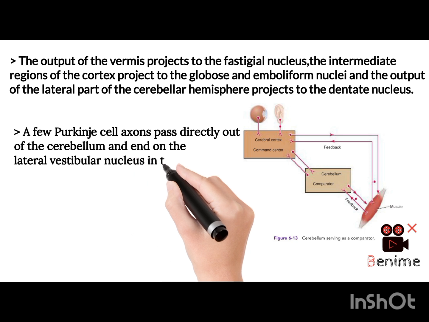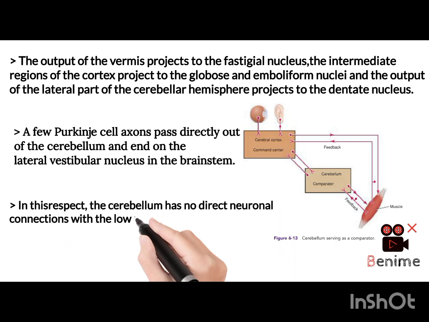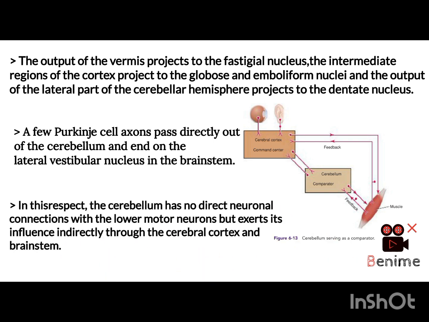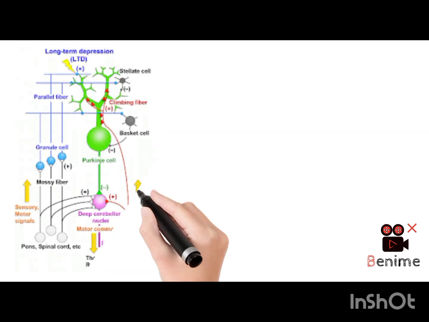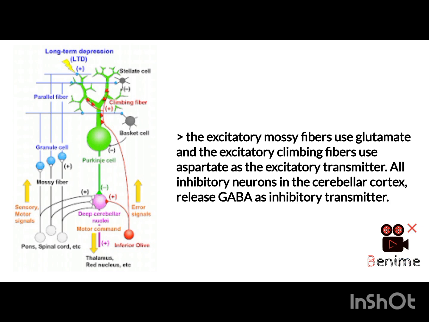A few Purkinje cell axons pass directly out of the cerebellum and end on the lateral vestibular nucleus in the brainstem. In this respect, the cerebellum has no direct neuronal connection with the lower motor neurons but exerts its influence indirectly through the cerebral cortex and brainstem. The excitatory mossy fibers use glutamate and the excitatory climbing fibers use aspartate as the excitatory transmitter. All inhibitory neurons in the cerebellar cortex release GABA as the inhibitory transmitter.